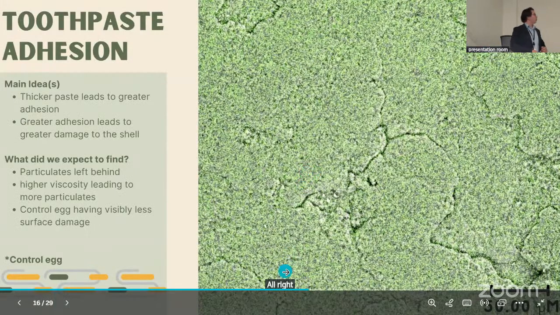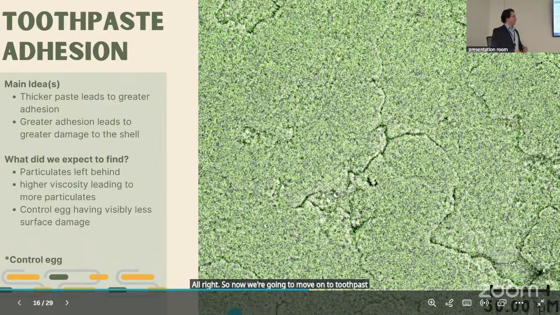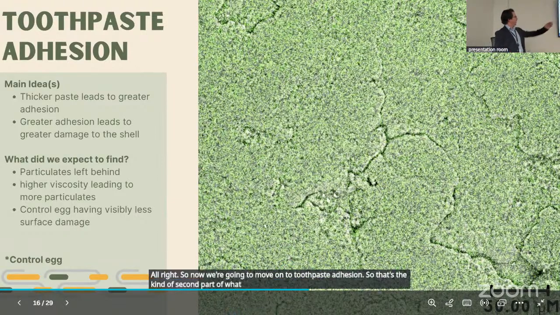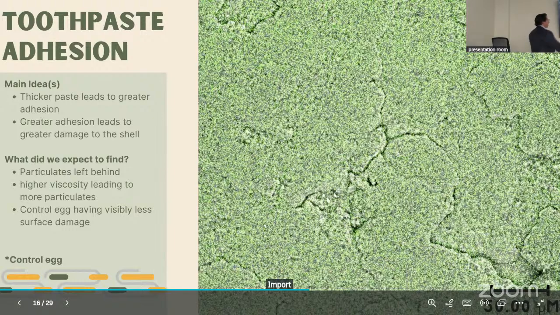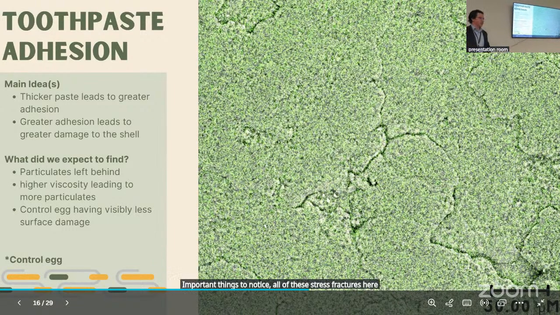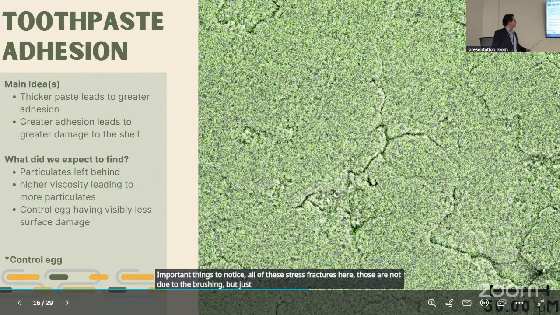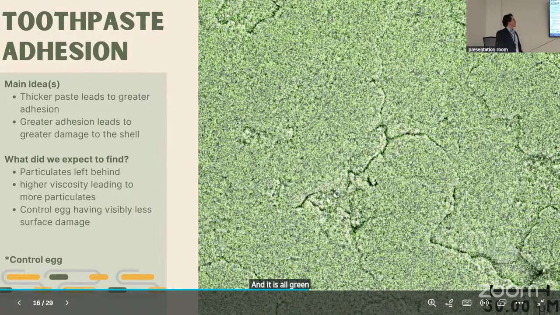So now we're going to move on to toothpaste adhesion. That's the second part of what we were trying to find. On the right there, you'll see a captured image of our control egg. Important things to notice, all of these stress fractures here are not due to the brushing, but just how an egg looks under a microscope. And it is all green because it is mainly composed of calcium.